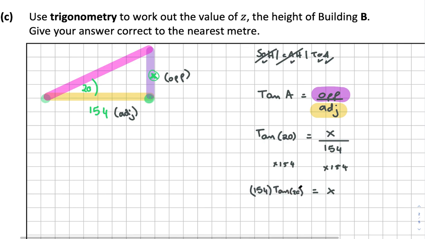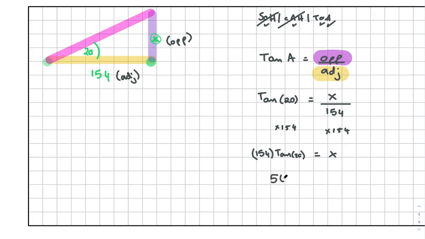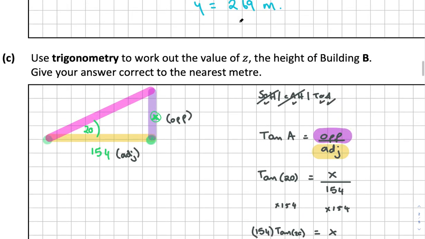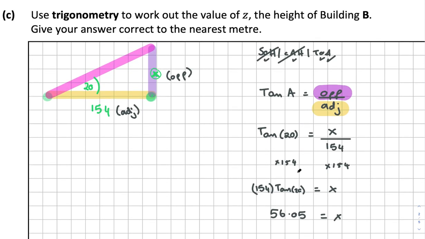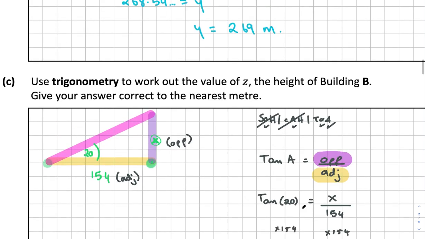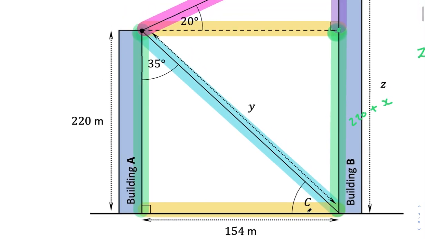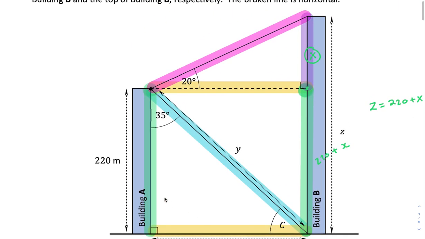So I just popped that into my calculator. 154 multiplied by tan of 20, and I'm getting that it's 56.05 meters. That's what x is for now. But remember, was that the question? Am I finished? It says use trigonometry to work out the value of z, the height of building B. If I go back up, does it make sense for the height of the building to be 56 meters? Let's take a look. Now it can't be 56 meters because it's shorter than building A, which is 220 meters. So I know it has to be bigger.